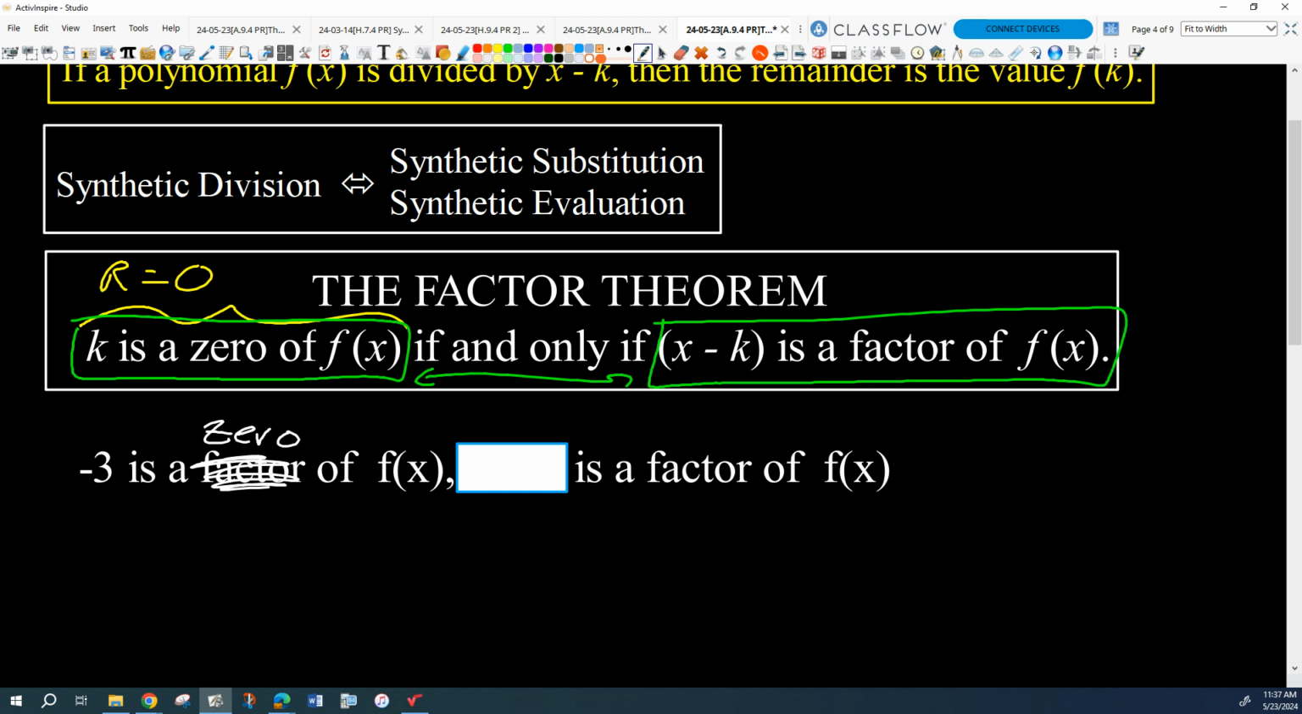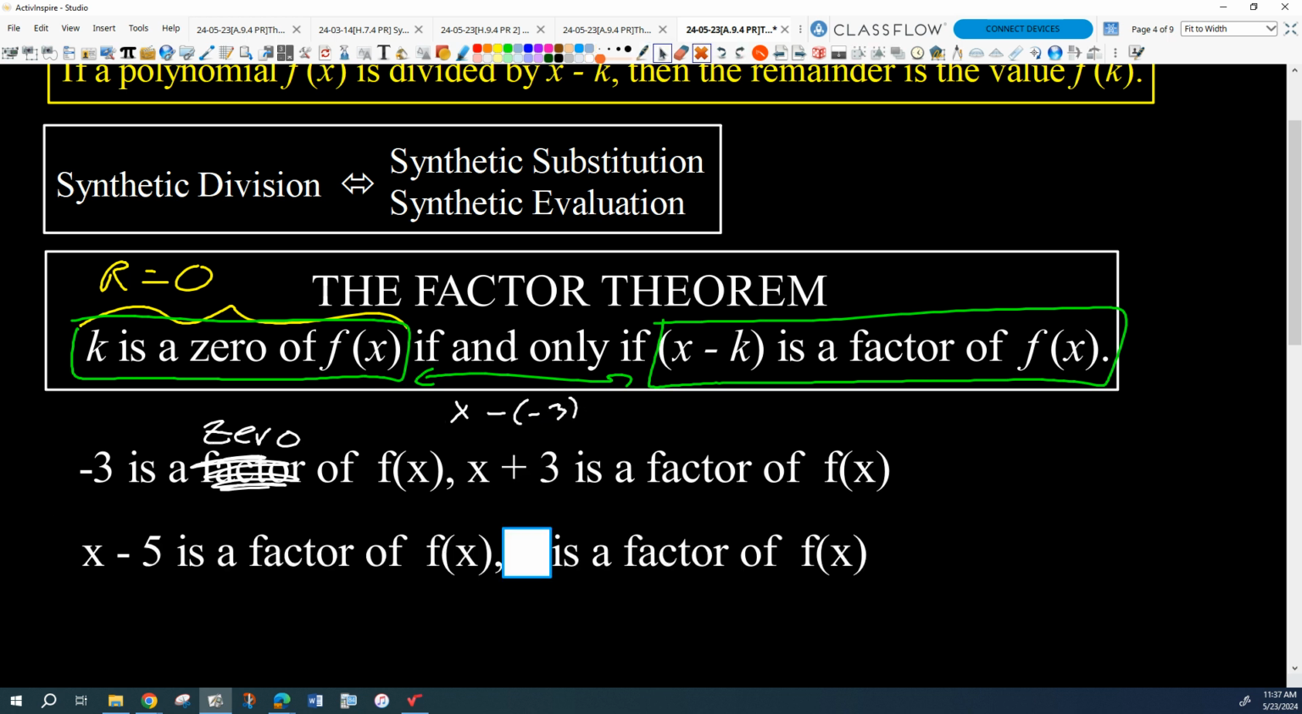I just am going to subtract this 0 from x to build the factor. Everybody get that? That's all I do. If the number k is a 0, then subtract that from x to build the factor that goes with it. Does that make sense? Okay. So the factor would just be x minus negative 3, which we would turn into x plus 3, right? So x plus 3 would be the factor.